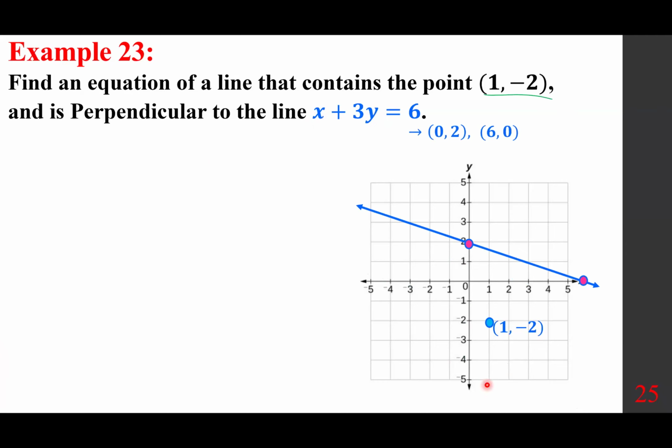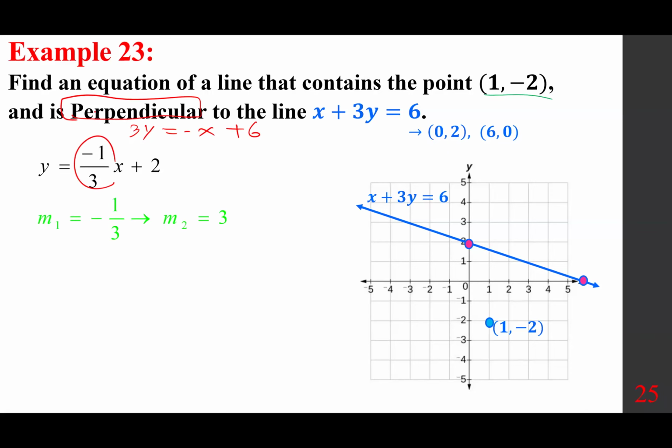Now we want to find an equation that contains this point, and is perpendicular to this, right? So all we have to do, find the slope. The slope for this one, divide by 3 and you get negative 1 third x plus 2. The slope for the given line is negative 1 third. The one that is perpendicular to that is the negative reciprocal of that, or positive 3.